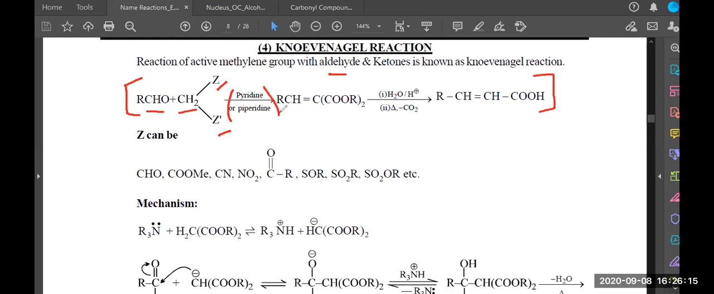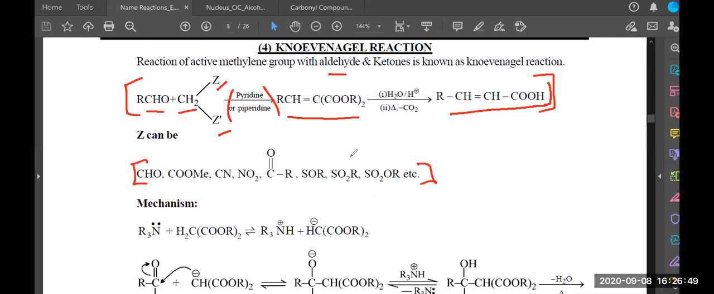Now, what is the product? It is also a kind of condensation reaction. In short, what happens here? You will get the final product, an alpha beta unsaturated carboxylic acid, right? Okay. Now let's see the mechanism. As I said, Z and Z dash can be these electron withdrawing groups.